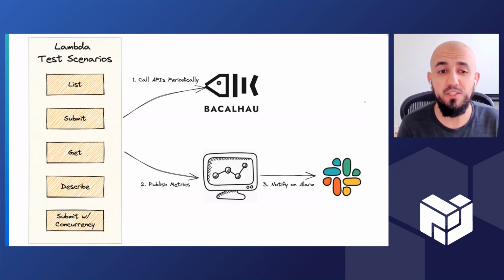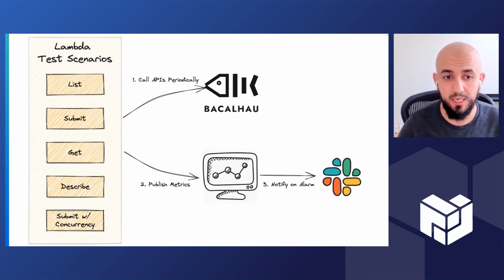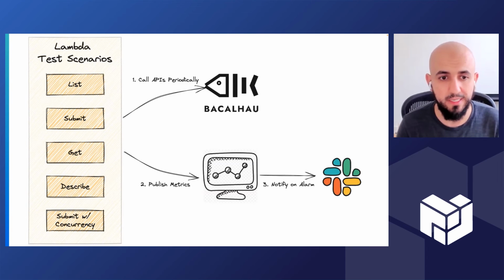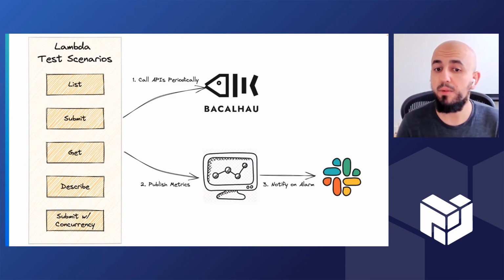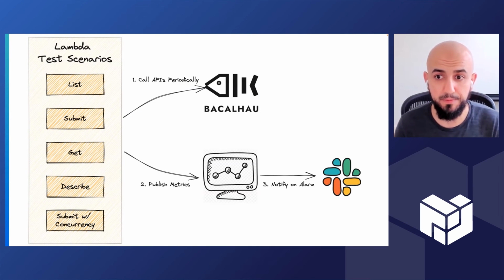Yeah, so the canary is implemented using AWS Lambda. We have different Lambda functions, and each one of them runs a specific test scenario, whether that scenario is testing certain APIs, such as listing a job, submitting a new job, or describing a job, or testing the same API with different configurations, such as submit with and without concurrency. The Lambda function calls the Bacalhau network, submits the job or calls the API, and then publishes metrics about that specific execution. These metrics include the latency and the success and failure rate. This allows us to build a dashboard and create alarms, and these alarms eventually integrate with a Slack channel.